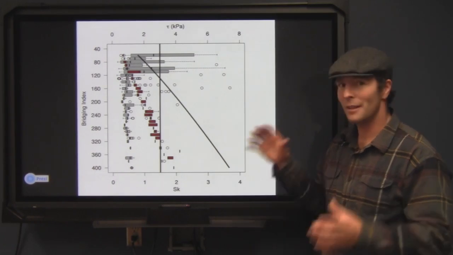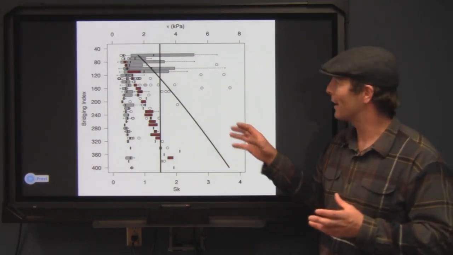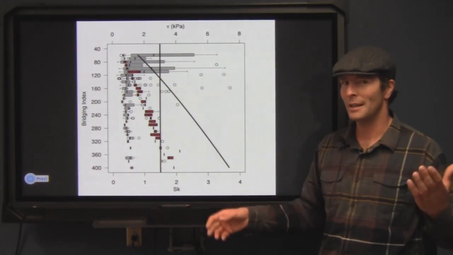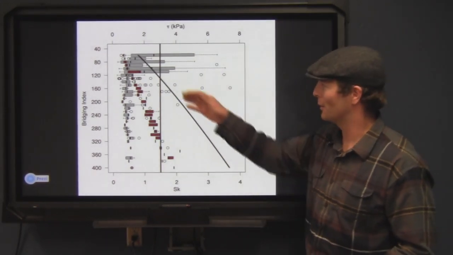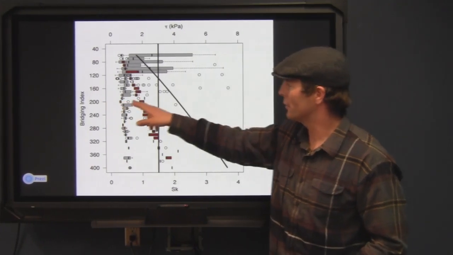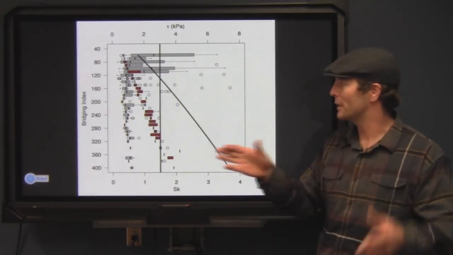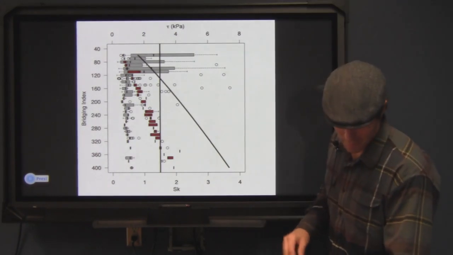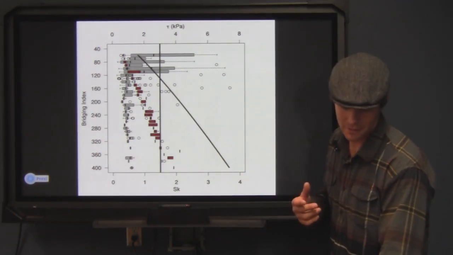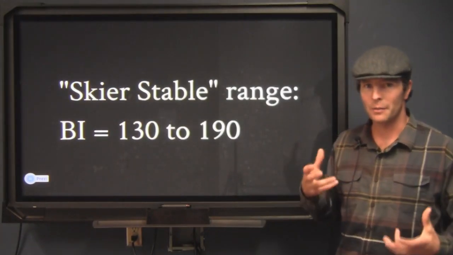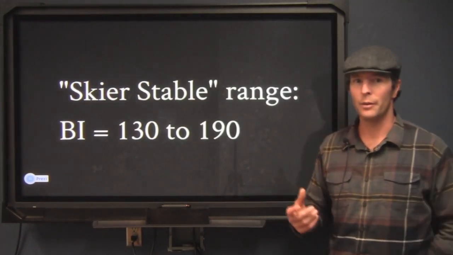And that's a lot of numbers, a lot of data. There's a lot of scatter. So maybe we want a little bit more of a safety factor, or to be a little bit more conservative. And if we go down, say, into the 200 range, we see a good maybe separation between the gray and the red. So this little analysis, these experiments kind of give us this maybe skier stable range of bridging index of 130 to 190.